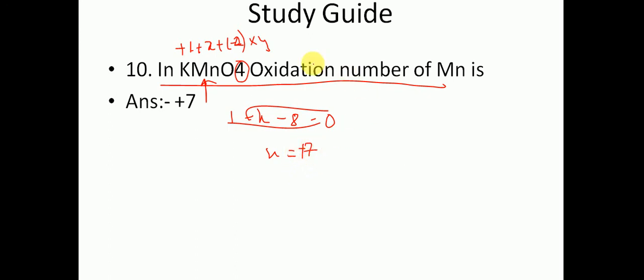Now, which one should we give plus and which one minus? Try to remember these two things. The reductant should be plus and the oxidant should be minus. Later we will discuss it with more examples.